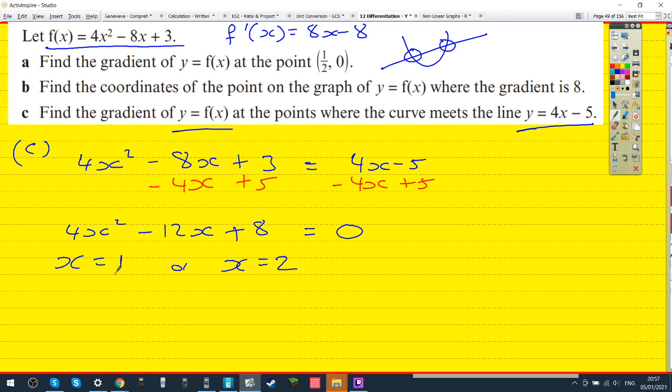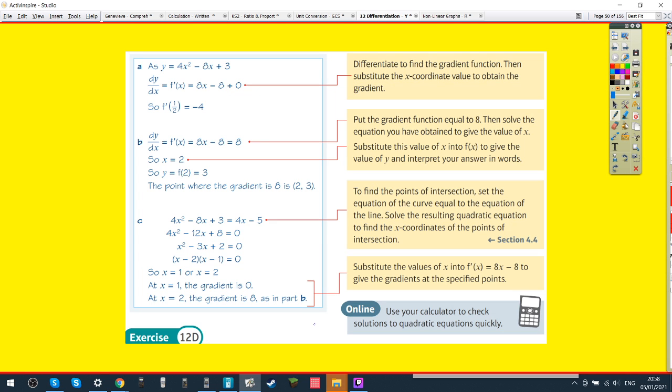So would you sub 1 into y equals 4x minus 5? No. Gradient function. 4x squared minus 8x plus 3. No, that's the function. Oh no, it'd be 8x minus 8. Yes. So for the first one it'd be 0. Yeah. And for the second one it would be 8. Yeah. So the gradient is 0 or 8. Yeah. 0 or 8.